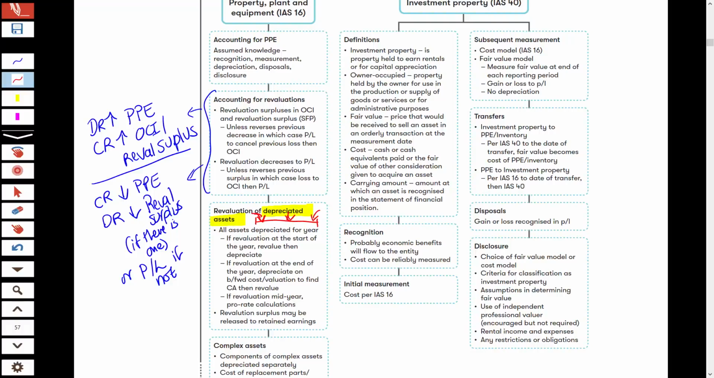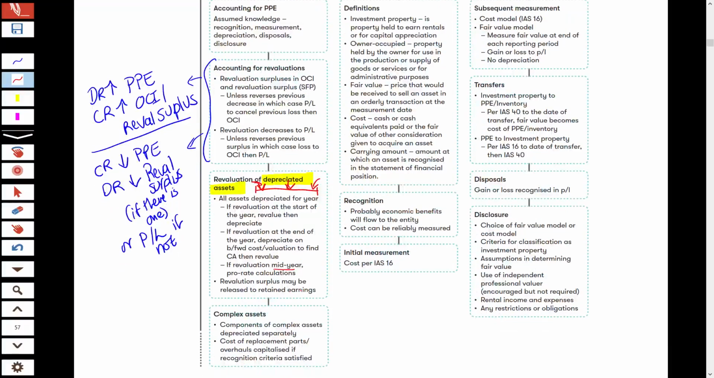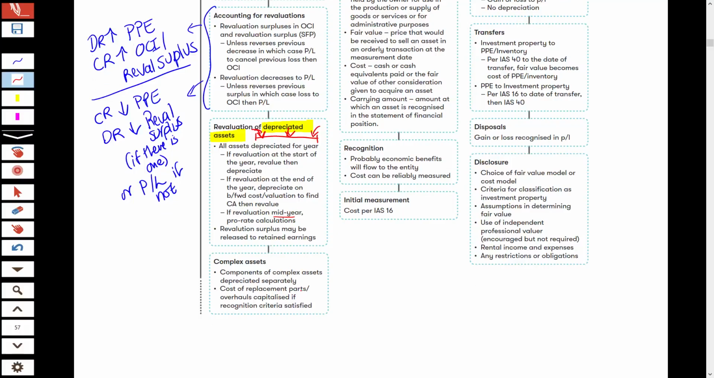So you've got to be really careful with the dates you're given in the exam. And then the third situation is when it might be mid-year, in which we've got to prorate, and we depreciate based on the old amount up until the revaluation point, revalue, and then depreciate based on the new revalued amount. Super, super, super careful with your dates in these questions, please.